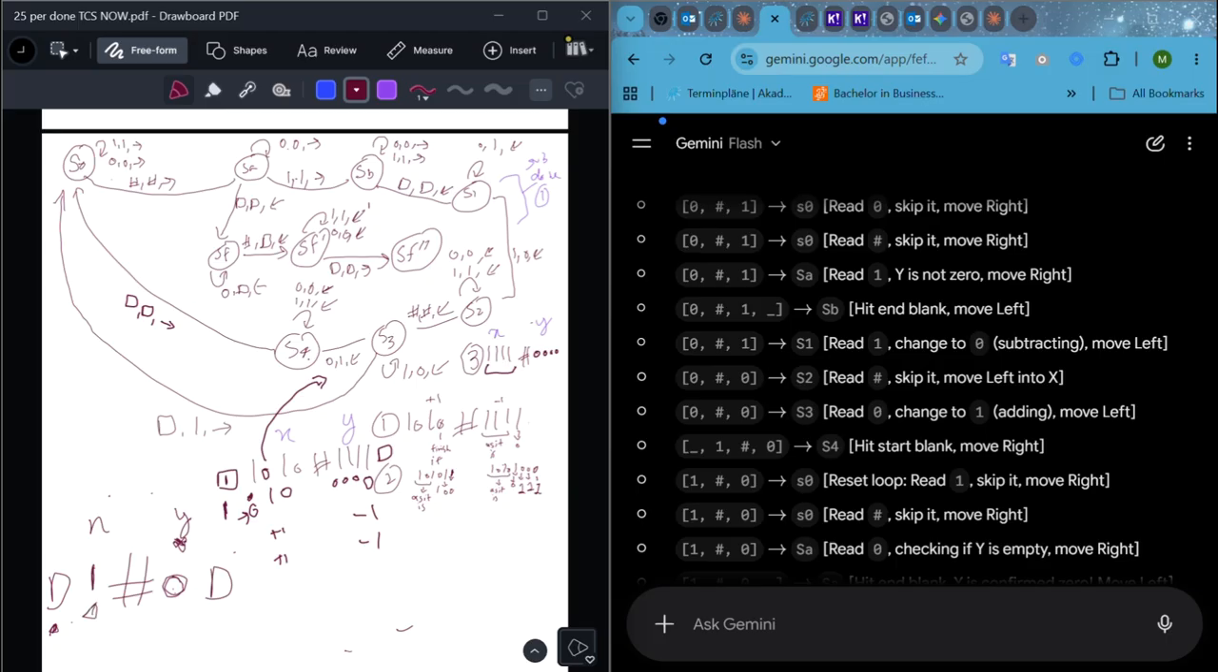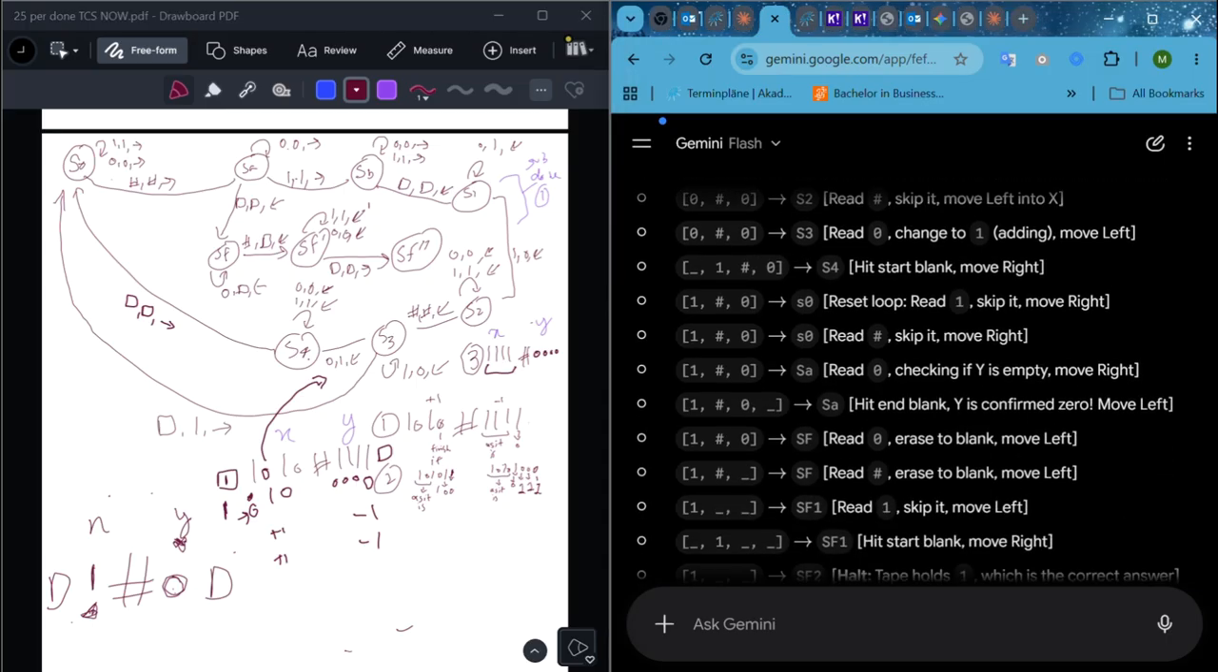We went right and we follow the same process again, because we go back to S0. And when we go to S0, it resets. It reads a 1, it keeps it a 1, and it moves right. The moment it reads a hash, it skips it and moves right to this first position of Y, what it always does.